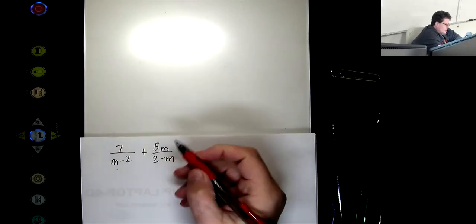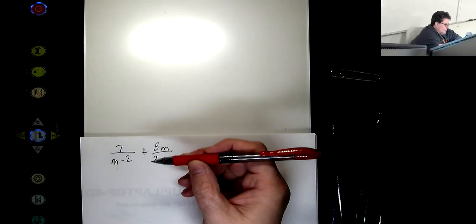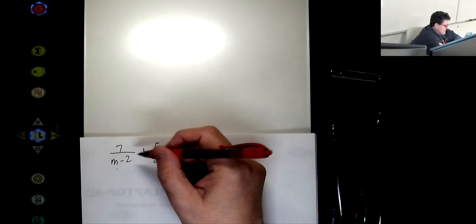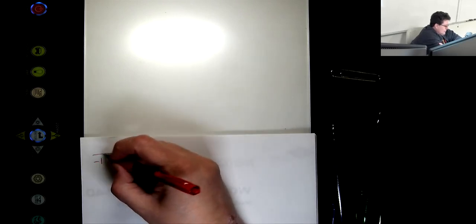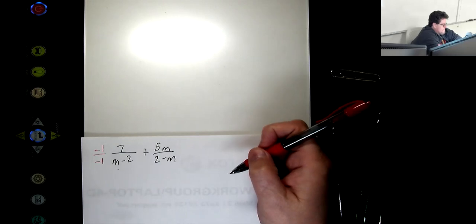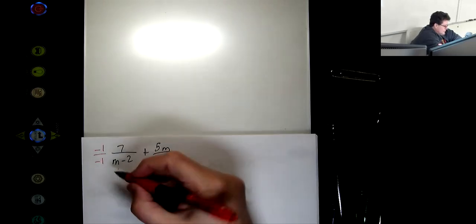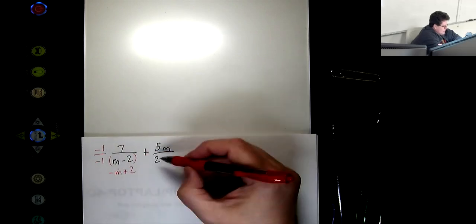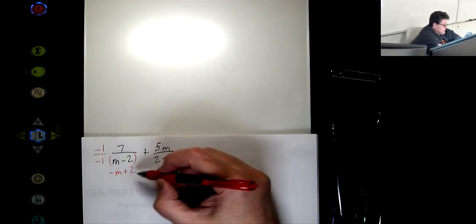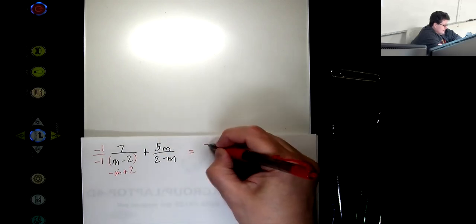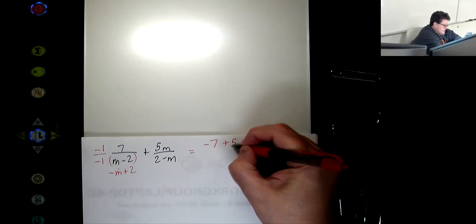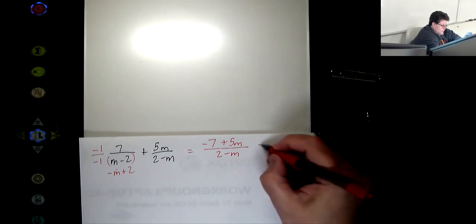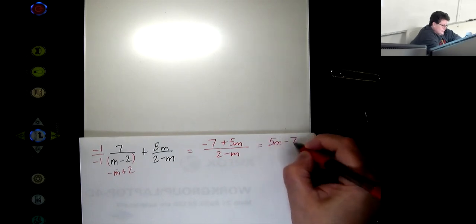Yeah. So one way of changing it is factoring out the -1, like he was saying. The other is if they're just in the wrong order or they have the wrong signs, I can multiply the top and bottom by -1. And if I do, this becomes -m plus 2, which means I can change the order around and make it 2 minus m. I'm going to have -7 plus 5m over 2 minus m, which would give me 5m minus 7 over 2 minus m.